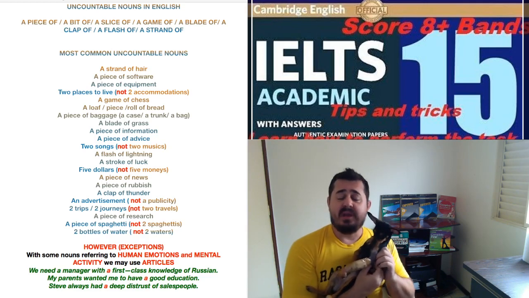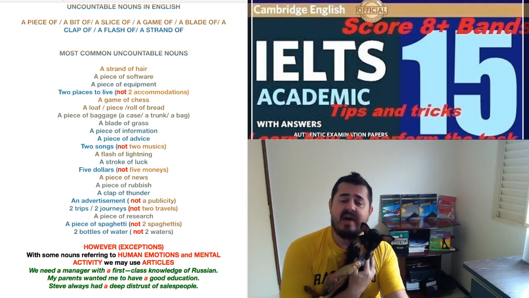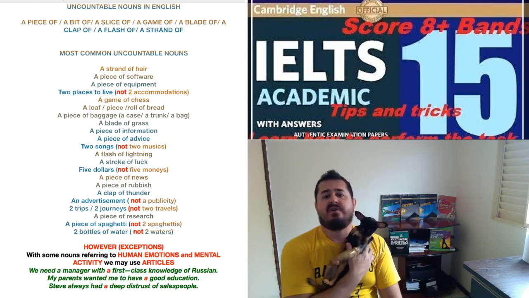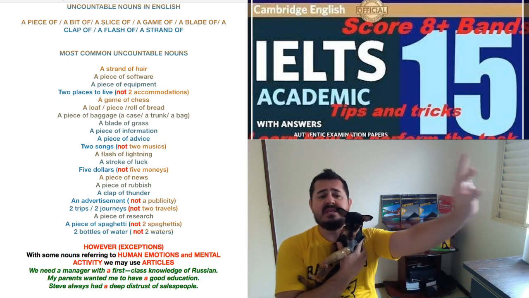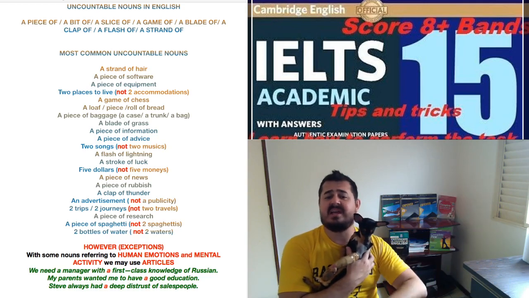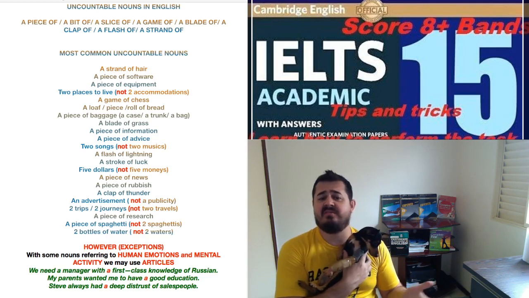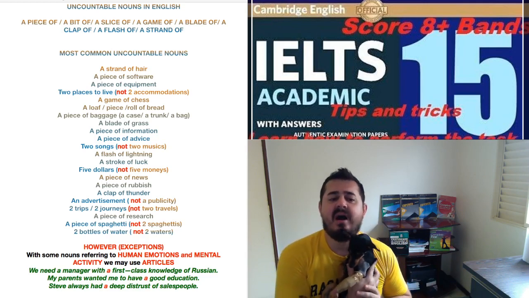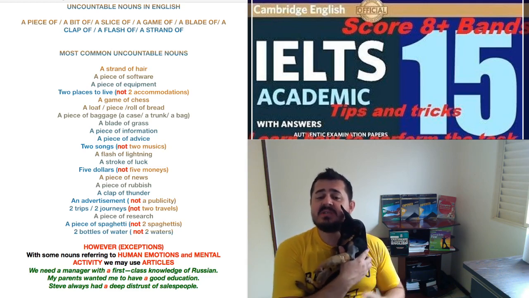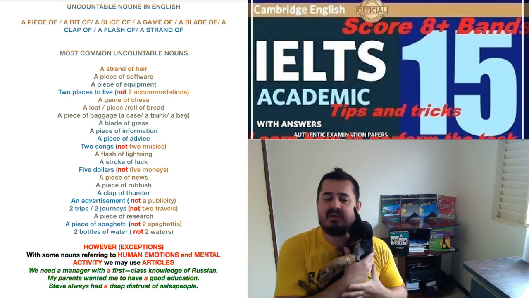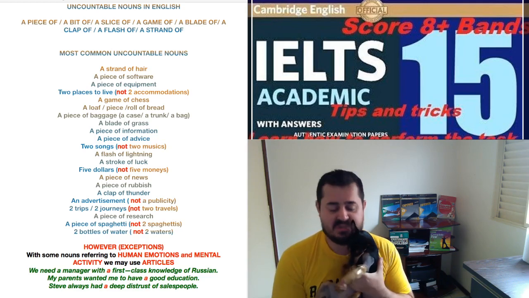We know that when we deal with uncountable nouns, we cannot count the nouns. So what you have to do is count other things. For example, you count pieces of, slices of. As an example, I wrote for you a piece of, a bit of, a slice of, like a slice of pizza, a game of, a blade of, a clap of, a flash of, a strand of. But the most common one by far is a piece of. So I've picked for you the most common uncountable nouns in the English language, and you're going to see how to say them when we want to use the plural form.